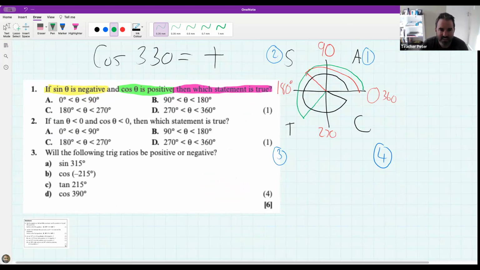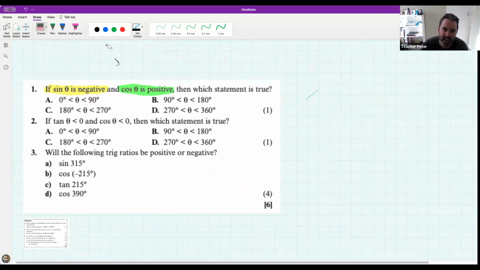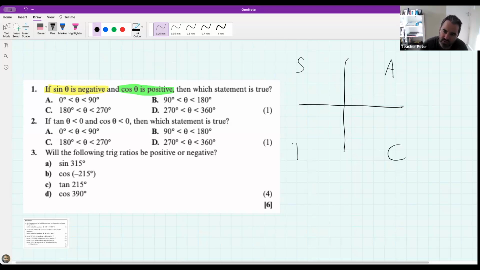It says, if sine is negative and cos is positive, which statement is true? So let's clear some of this stuff away because it's a little bit cluttered. And I want to say, we'll do the first one together. So I'm going to draw this, and it says, if sine is negative. Now, if I think about the cast diagram, sine is negative over here and over here, because everything is positive here, everything is positive here. But sine will be negative in quadrant 3. So this is called quadrant 3, and this is called quadrant 4.